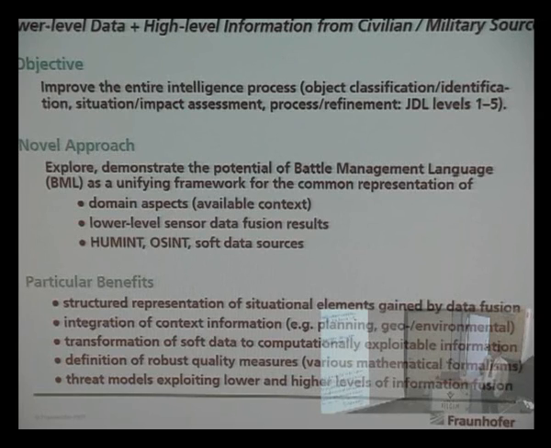If it's possible to represent by a battle management language all the contact information available, if it's possible to represent the sensor data fusion results in this way, in battle management language, and if we formulate human intelligence, open source intelligence, and soft data sources in such a way, then we have a possibility to make a combination of higher-level and lower-level fusion by computers. So that's just to give you an insight in ongoing work.